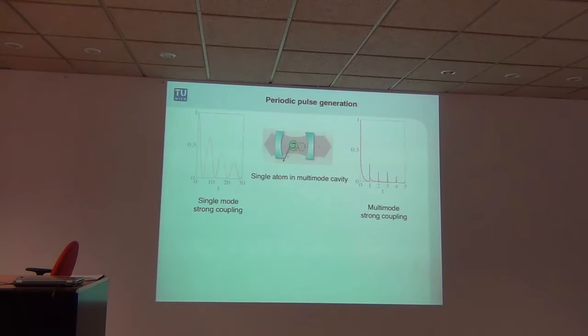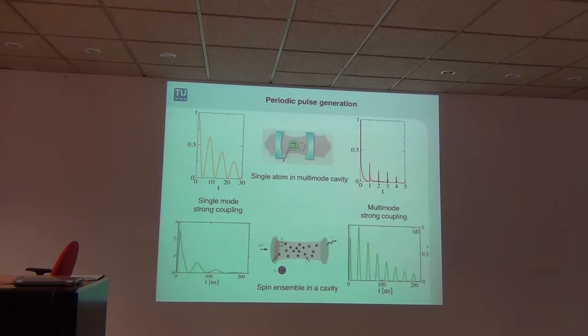Okay. So these were the two cases that we looked at, and in both cases, I was able to show you that we get pulse generation of light. The first instance was a single atom multimode, and then a spin ensemble in a cavity. And in both cases, we get this pulse revival in the multimode strong coupling.